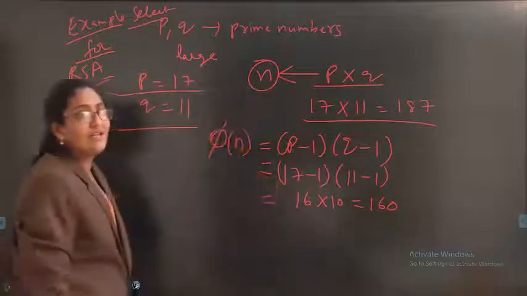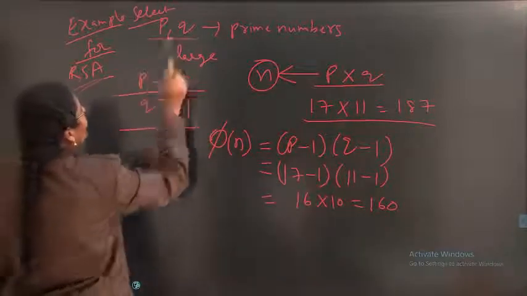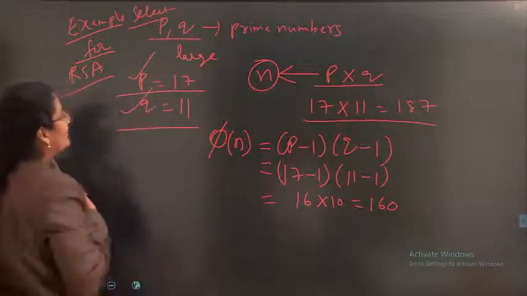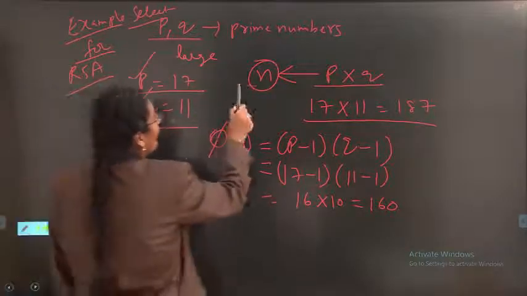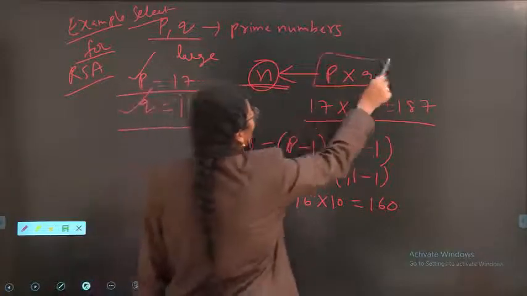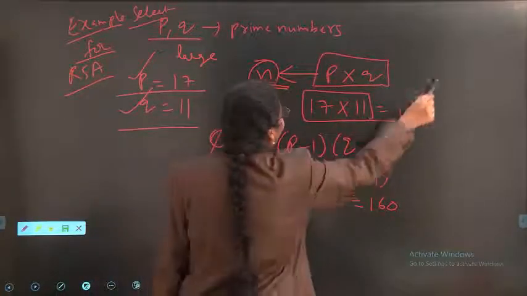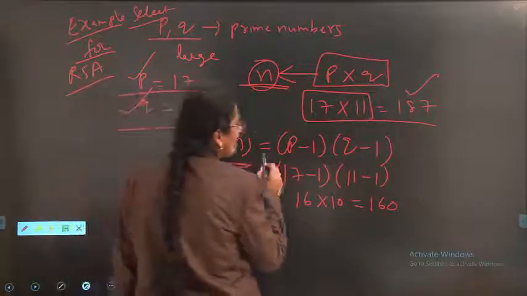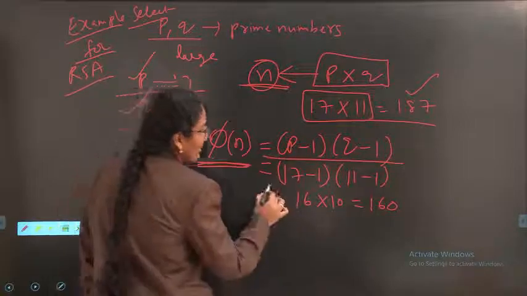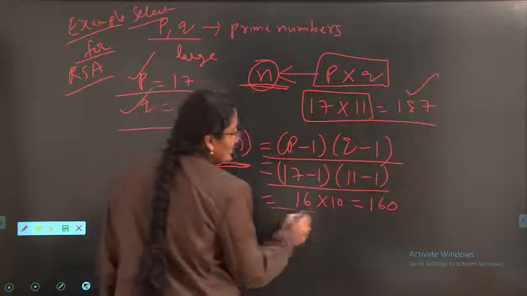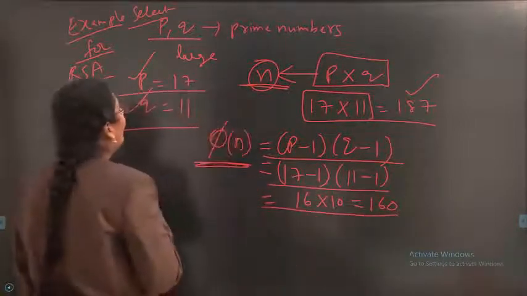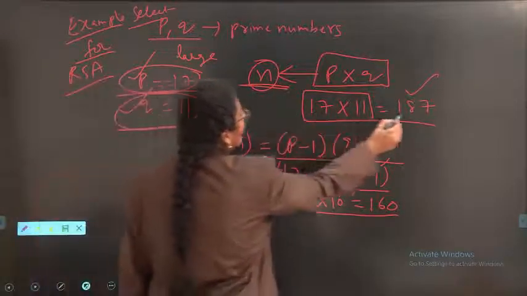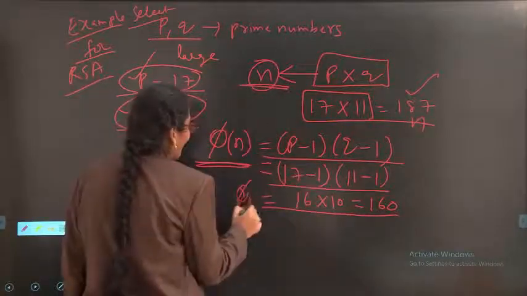So what are the two steps? First we want to select p and q, two large prime numbers. P value is 17, q value is 11. I only selected; this is the example for RSA. Now n is an integer, n is nothing but p into q. So 17 into 11, 187. Next is phi of n. What is phi of n? The phi of n formula is p minus 1 into q minus 1. So 17 minus 1 into 11 minus 1. So 16 into 10, 160. So what we got now? We have the p value 17, q value 11, n value 187, phi of n value 160.